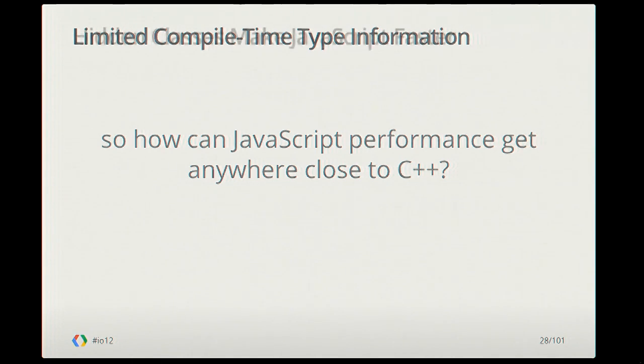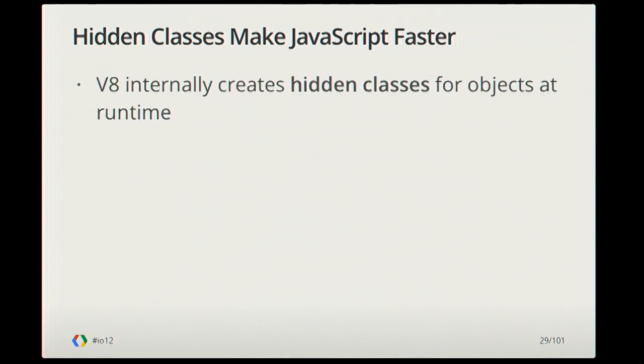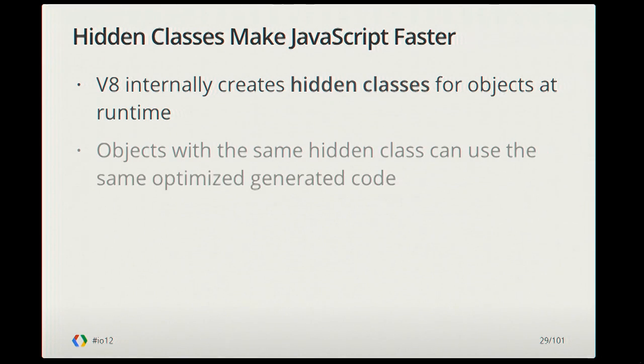However, there are some tricks. Hidden classes help make V8 run JavaScript faster. V8 internally creates hidden classes for objects at runtime, not at compile time. And that's how we get around the problem of compiling upfront and getting the information upfront, because we gather the hidden class information as we go.